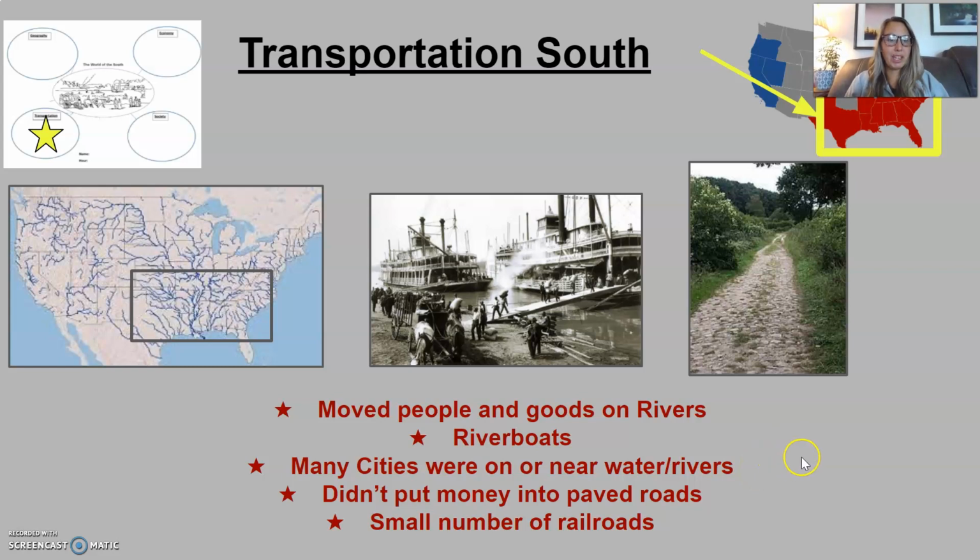They didn't want to put money and invest in paved roads or making things more easily accessible for cars or railroads. They primarily used their water system as an easy way to transport people and goods. They did have a few railroads, but nothing compared to the North. So again, rivers were a major transportation system, and then they had these dirt kind of paths that they used as roads as well.